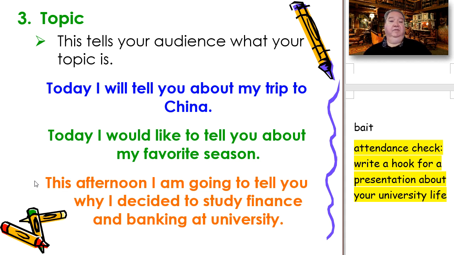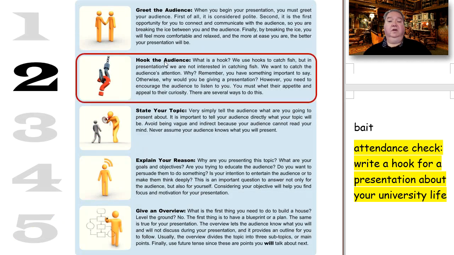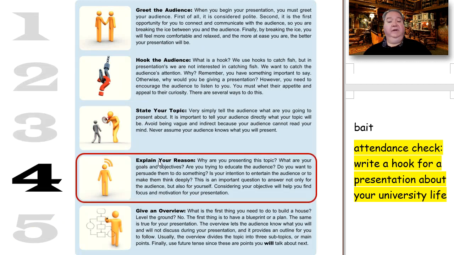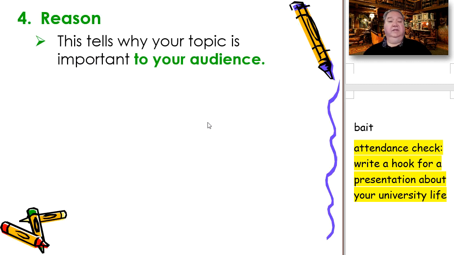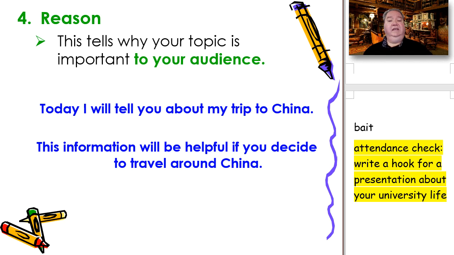Okay, so we've got the greeting, the hook, topic, and now we need the reason. Why are you presenting this topic? And this tells why your topic is important. Not to you as a speaker, but what it will do for your audience, how it will help your audience, what the audience will learn from it. Okay? For example, this information will be helpful if you decide to travel around China. Okay, that's the reason. The topic is, today I'll tell you about my trip to China.